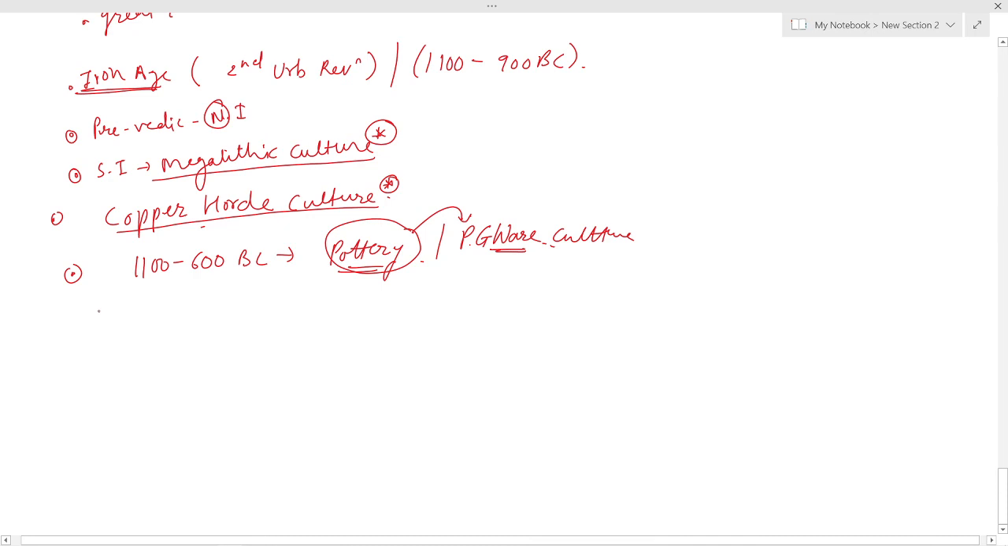These potteries had a typical glow and are only possible at high temperature. The archaeologists are of the opinion that they were heated beyond 500 degrees Celsius, and at this temperature there is a complete transformation of the pottery. This is known as painted grey ware pottery, on which different kinds of paintings are done.